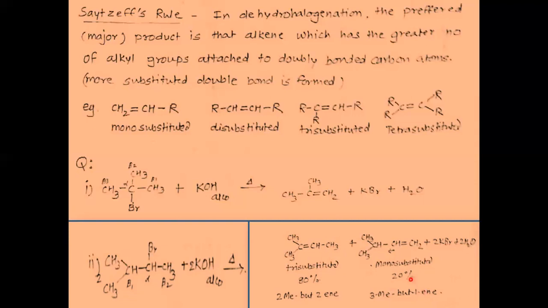Got it? So hydrogen from this beta 1 is eliminated, and this product forms as the major product.